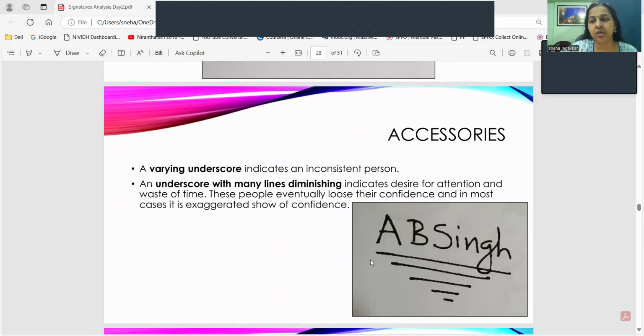Now, a varying underscore means the person is inconsistent in anything that they are doing. Whereas an underscore with many diminishing lines indicates desire for attention as well as waste of time. Quite obvious, you are doing one line, then two lines, three lines, four lines, and they are diminishing. Obviously, it's a complete waste of time. Also, these people eventually lose their confidence in most cases, over a period of time, and in most cases this is an exaggeration of confidence.